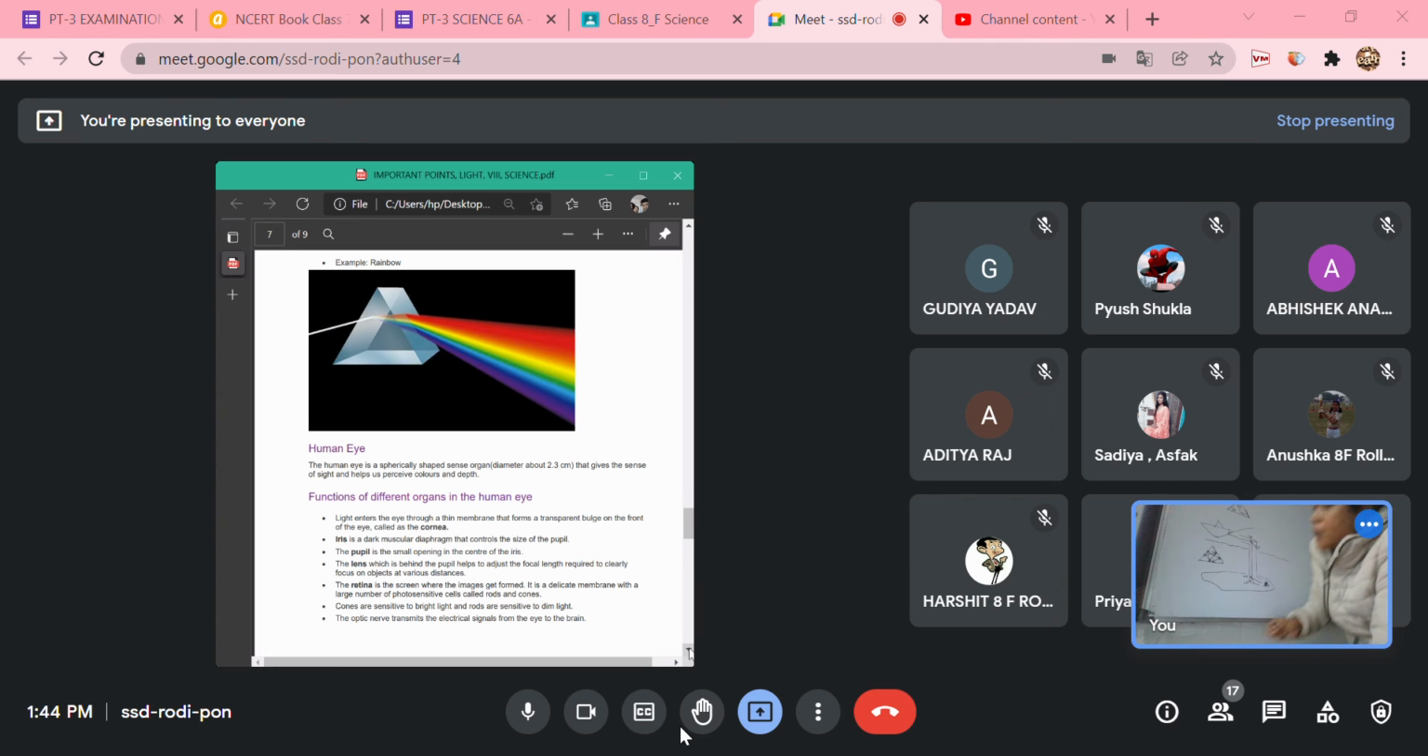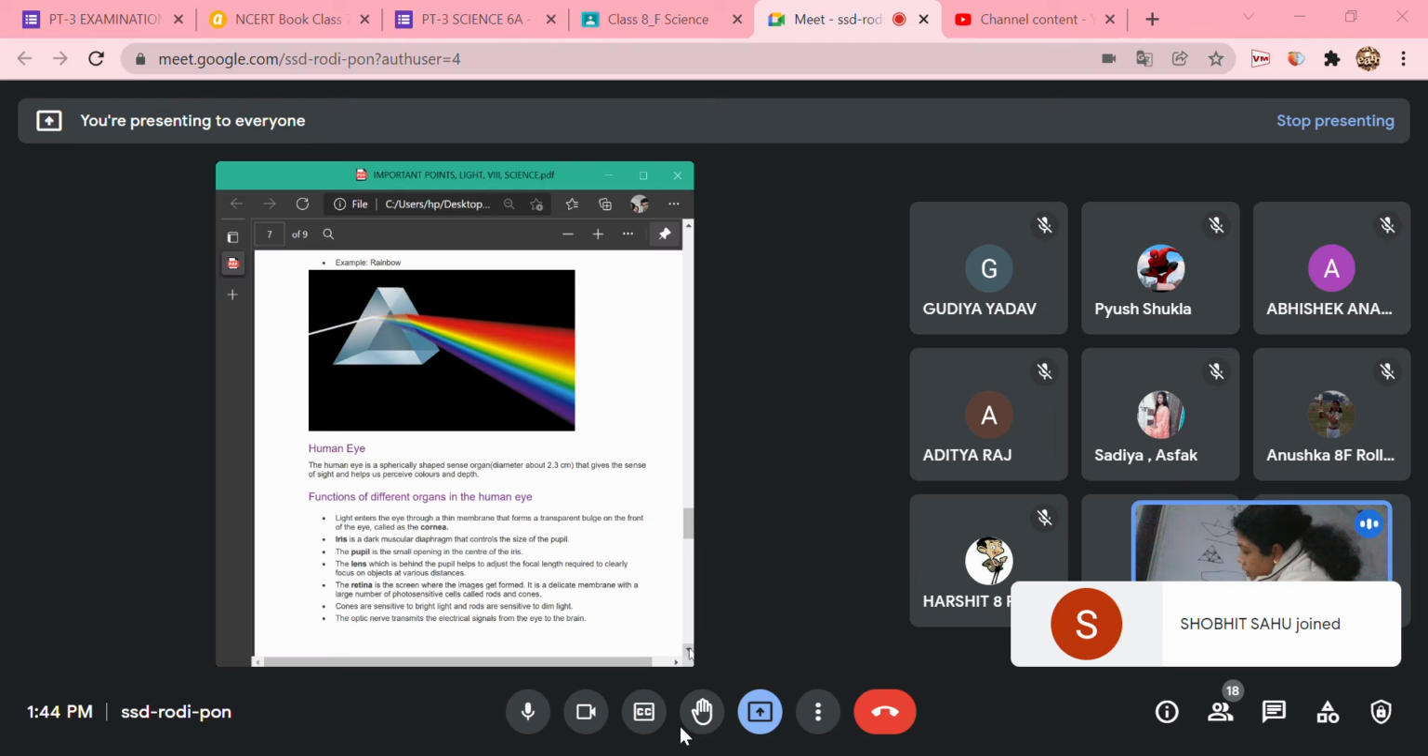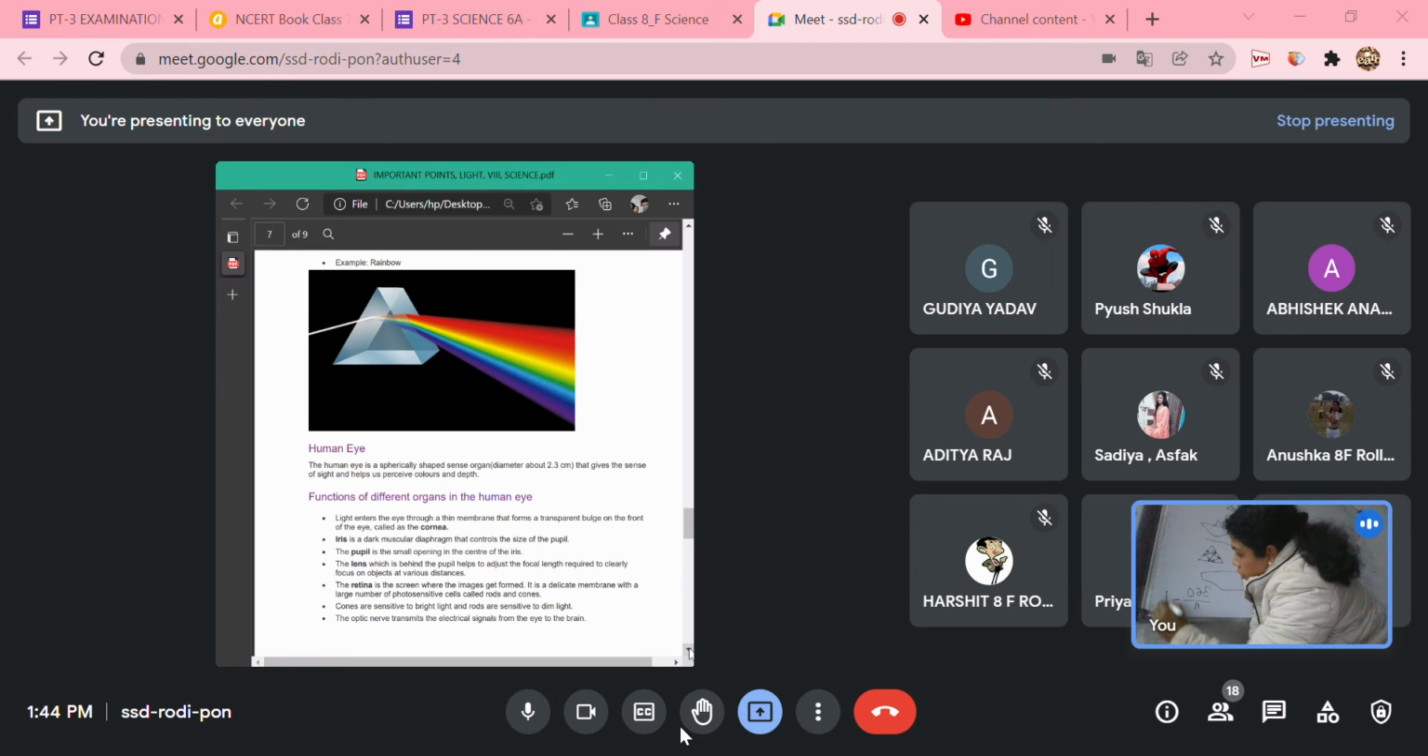So the number of images formed will be 360 degrees divided by the angle, which I can take as n, minus 1. This gives you the number of images formed. So if the angle is 60 degrees, how many images will be formed?